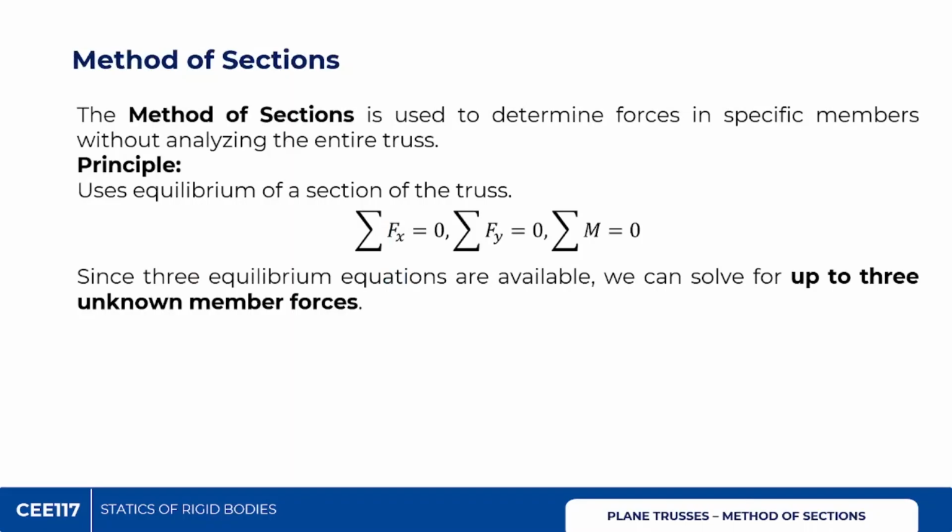For this afternoon, as I've said, we will be discussing the method of sections. According to the method of sections, it is particularly useful to determine forces in specific members without analyzing the entire truss. Unlike the method of joints, where we are actually evaluating each joint, we start with the joint with at most two unknowns and then systematically move from joint to joint.